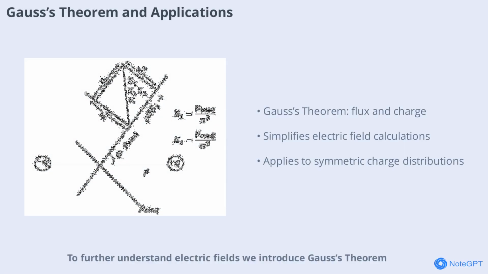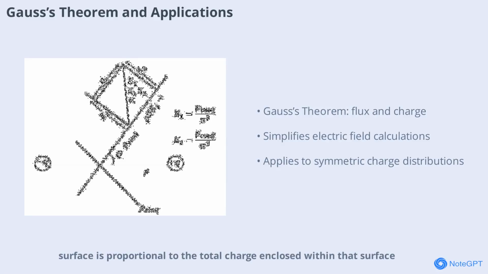To further understand electric fields, we introduce Gauss's theorem. This theorem states that the total electric flux through a closed surface is proportional to the total charge enclosed within that surface. It's a powerful tool for calculating electric fields in situations with high symmetry, such as spheres, cylinders, or planes. Gauss's theorem simplifies the process of finding electric field intensity due to various charge distributions, including line charges, charged shells, and infinite sheets. By applying this theorem, we can deduce Coulomb's law and solve complex problems more efficiently.